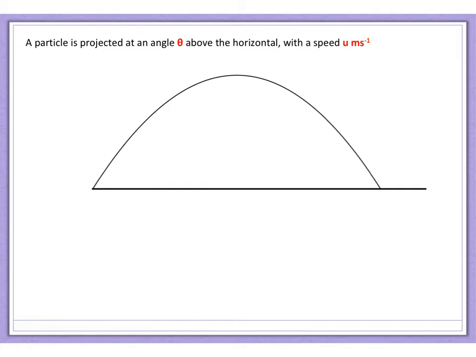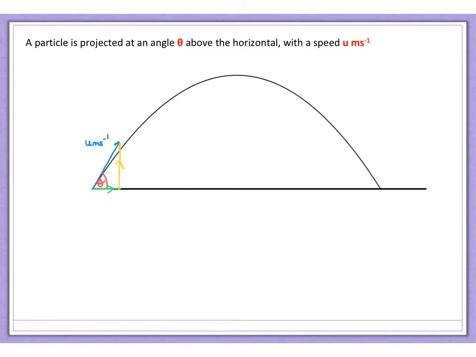So our particle is projected at an angle theta above the horizontal. Let's draw in the initial velocity of the particle, with a speed u meters per second. So u is the magnitude of this velocity, and we'll label that there. It's at an angle theta above the horizontal, like that. Now we're going to draw in the two components of this velocity: a horizontal component, which I'll draw in green, and a vertical component, which I'll draw in yellow.